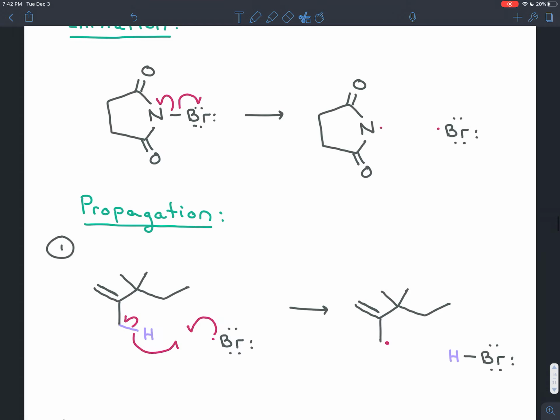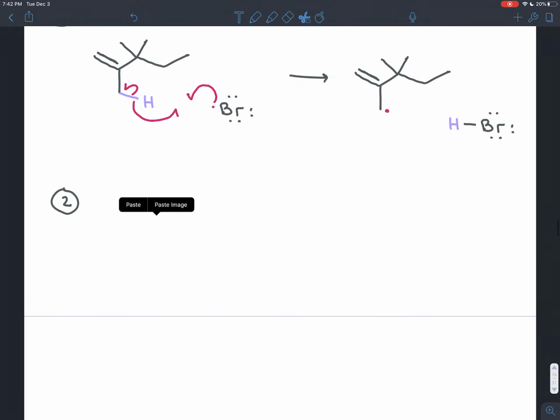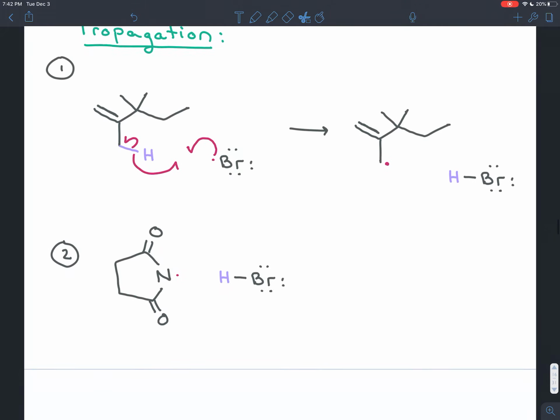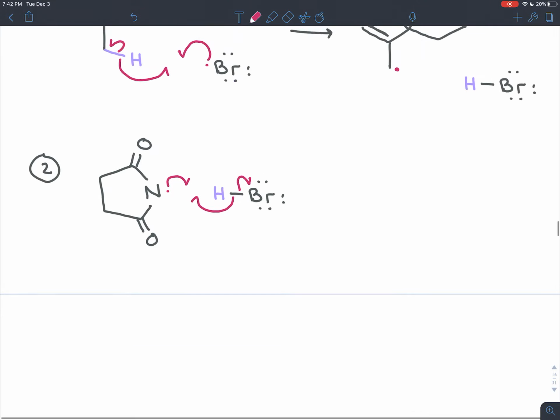Now in the second step, we take the succinimide radical, and we're going to react it with this hydrogen bromide that we formed before. So we have 2 propagation steps in this mechanism. The succinimide is going to steal the hydrogen, so it'll contribute 1 electron to a new bond. The hydrogen will contribute a second electron to a new bond, and the second electron in the bond that the hydrogen already has snaps back onto the bromine to create a new bromine radical.